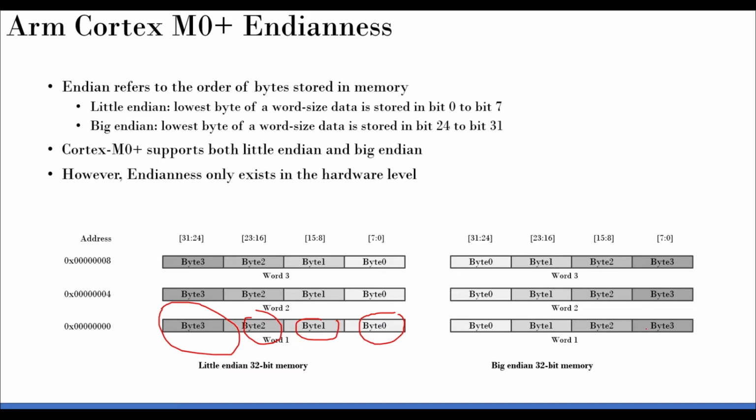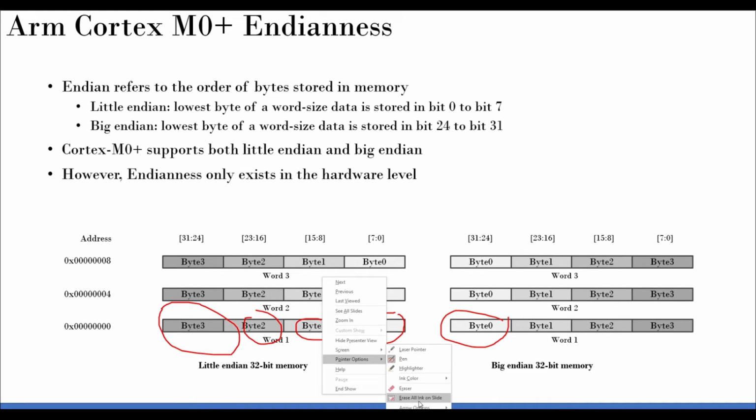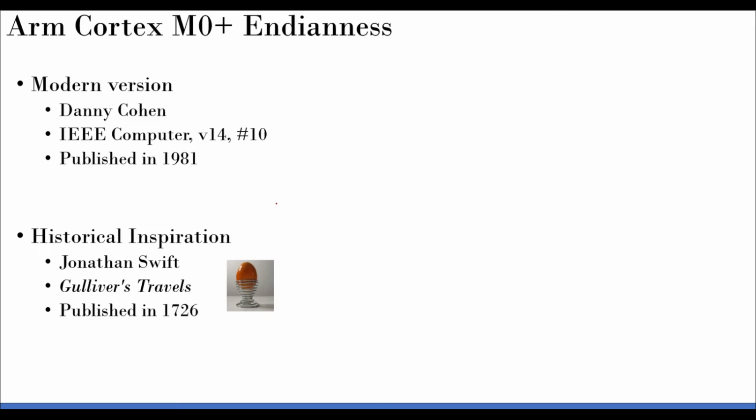So the most significant byte sits at the most significant location. Big endian means the opposite of it. So the little guy will sit at the significant bits at 31 to 24, and the reverse. Okay, so little is the only thing that you have to remember.